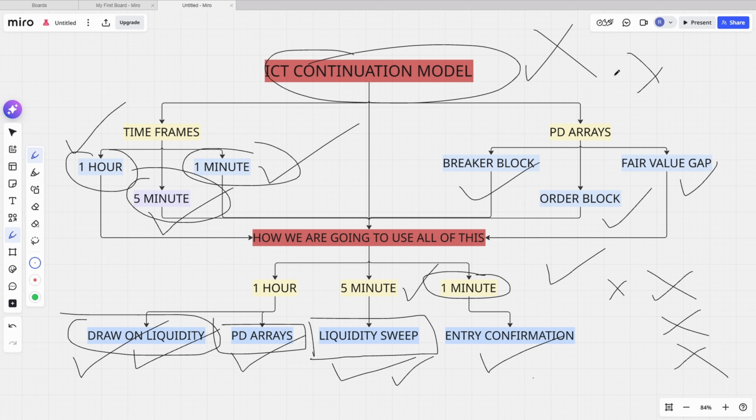This approach emphasizes discipline over activity and precision over frequency. The continuation model is not designed to capture every movement. It is designed to capture high-probability continuation moves by aligning multiple time frames under a single objective. This is how the continuation model is supposed to be traded.